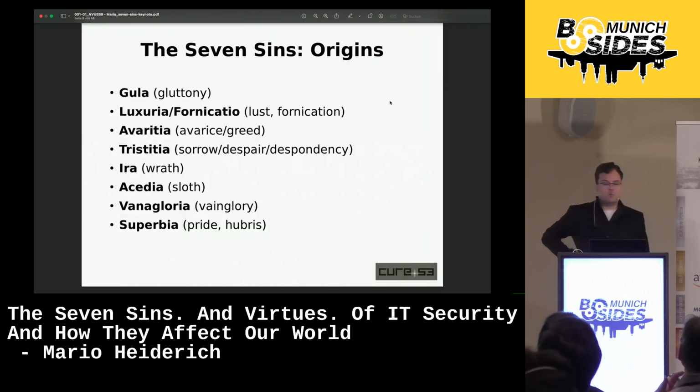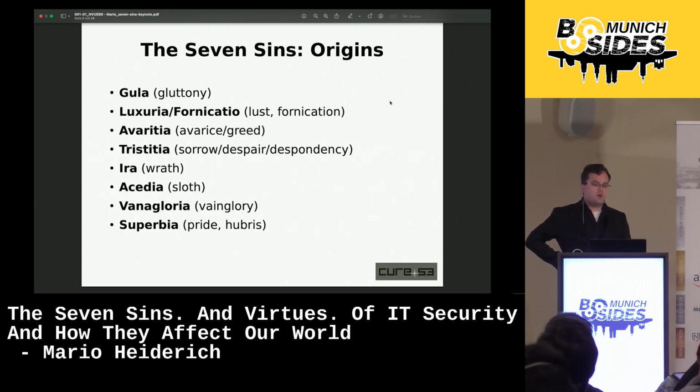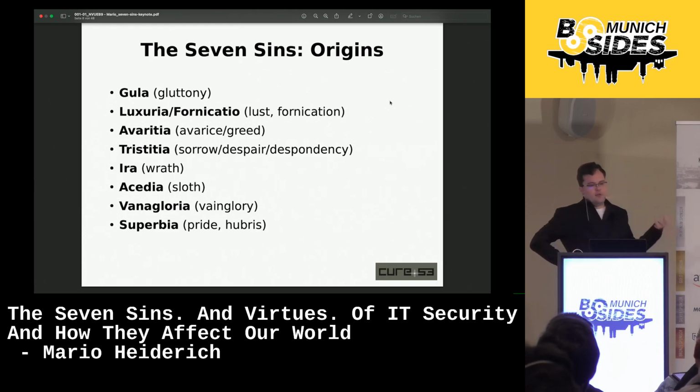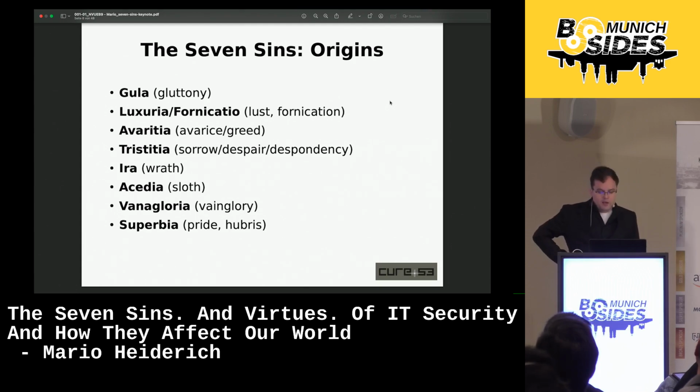And here we have the very origins of the 7 sins. If you count properly, you will see that these are indeed 8. So 1 was removed. We're going to talk about which one that was very soon. So we have gula, gluttony. We have luxuria e fornicatio, lust and fornication. We have avaritia, avarice and greed. We have tristitia, when you're feeling depressed. We have ira, the wrath, acedia, the sloth, vanagloria, the vainglory. And last but not least, superbia, the pride and the hubris.